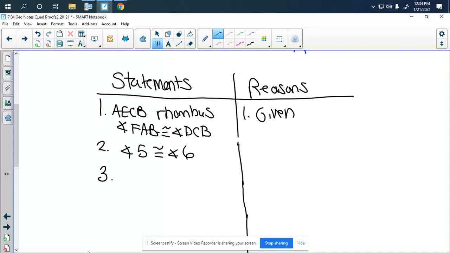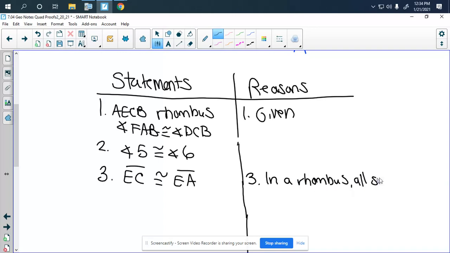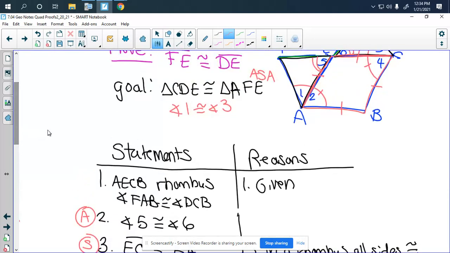And then, while we're here, segment EC congruent to segment EA. Your reason for that would just be that in a rhombus, all sides are congruent. We're not concluding about all the sides, we're just choosing 2 of them, the 2 that we need, but that's the reason: all sides are congruent. All right, now let's focus. So that gives us a pair of angles congruent and a pair of sides congruent inside of our triangles. So all we need now is our last pair of angles.